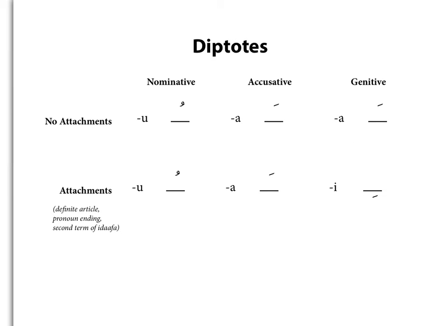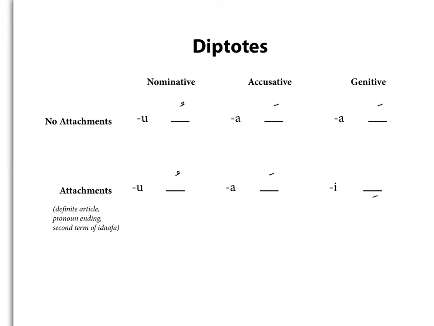Diptotes are less common than triptotes, but they're still a rather big, common word class. Luckily, when a diptote has an attachment, either a definite article or a pronoun ending or a second term of idafa, then the vowels are exactly the same as the triptotes. U for nominative, a for accusative, i for genitive. So the u, a, i pattern still holds.